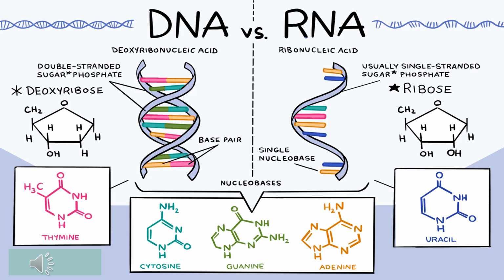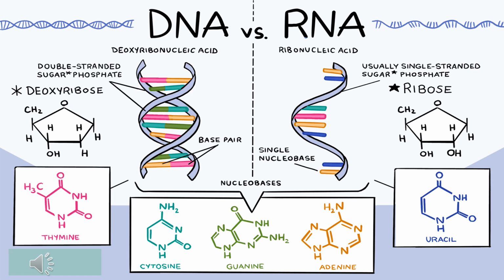One is the morphological difference, the other two are the chemical differences. Morphologically or structurally, DNA is a double-stranded structure, RNA is a single-stranded structure. DNA contains deoxyribose because oxygen is removed from carbon number 2 of the pentose sugar, while RNA contains ribose sugar where we have a hydroxyl group present at carbon number 2 of the pentose sugar.